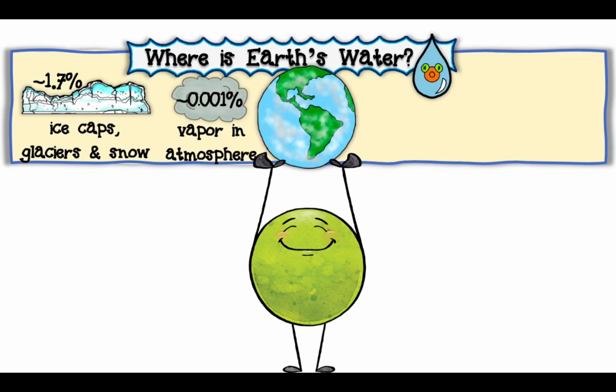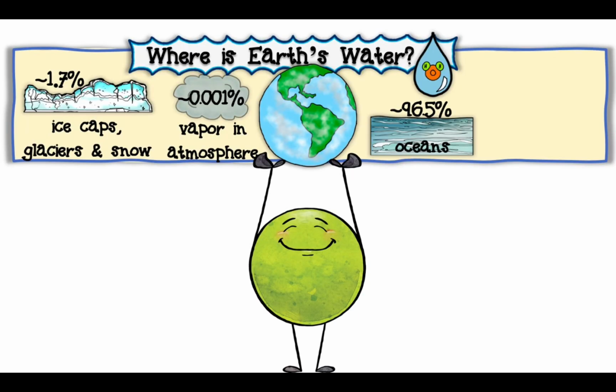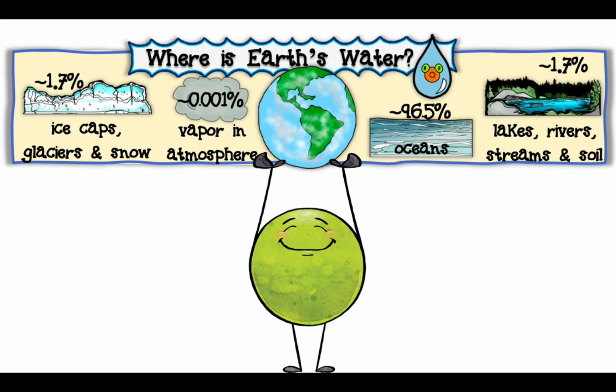Only 0.001% of the Earth's water is in the atmosphere, and that's because of the water cycle. The water cycle is constantly moving that water around, so it doesn't stay in the atmosphere very long. 96.5% of the water is in the ocean, and so this is a lot of salt water that we have. And then 1.7% is in lakes, rivers, streams, and soil. And that would be the fresh water.